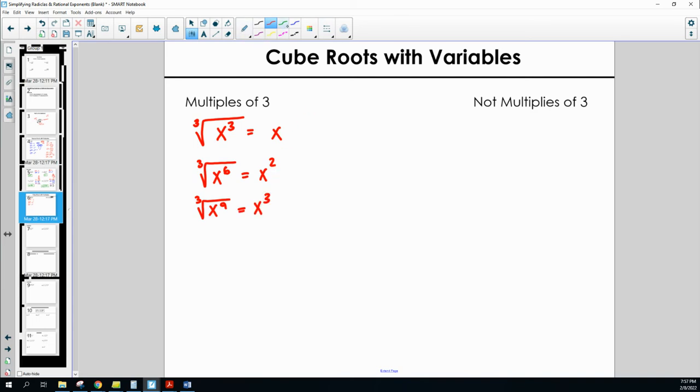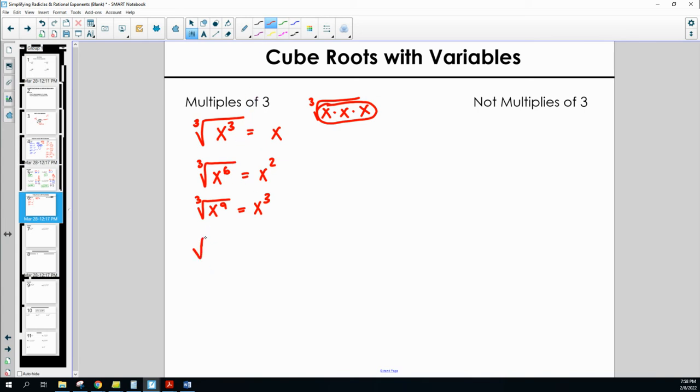And again, we can think of this a couple of ways. If we're drawing it out and trying to visualize it, x cubed, let's say this first one, is x times x times x. Well, based off of the index, we're looking for 3 of the same thing. So here's 3 x's, and that's going to come out of the radical as an x. If I had x to the 6th, there's going to be 2 groups of 3. So that's how I have x squared, and so on and so forth.